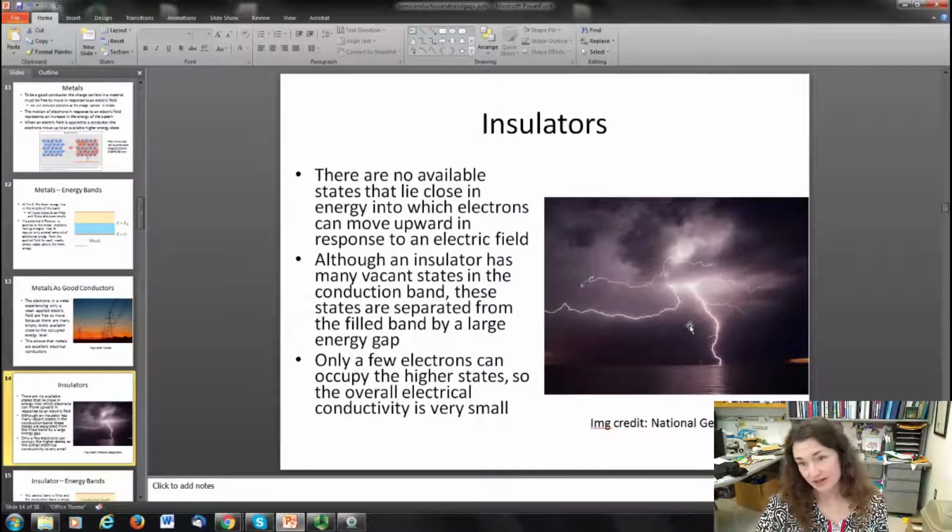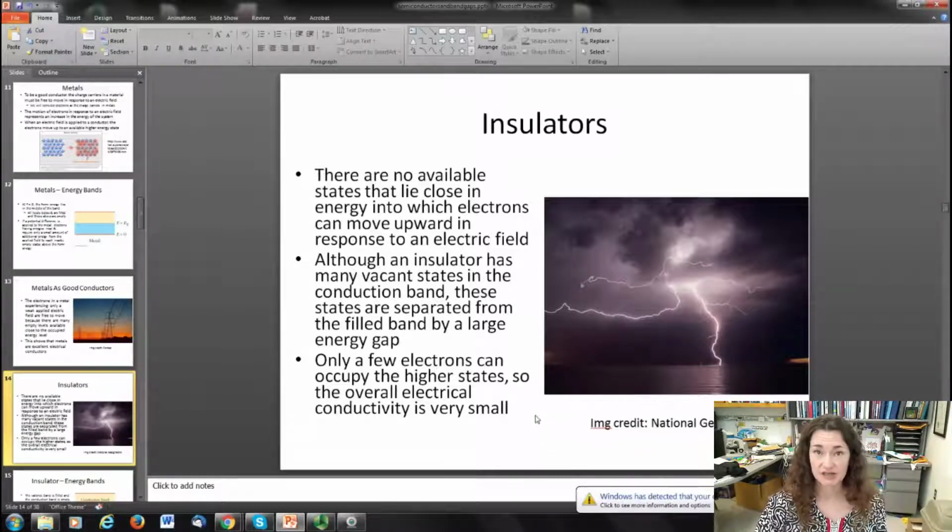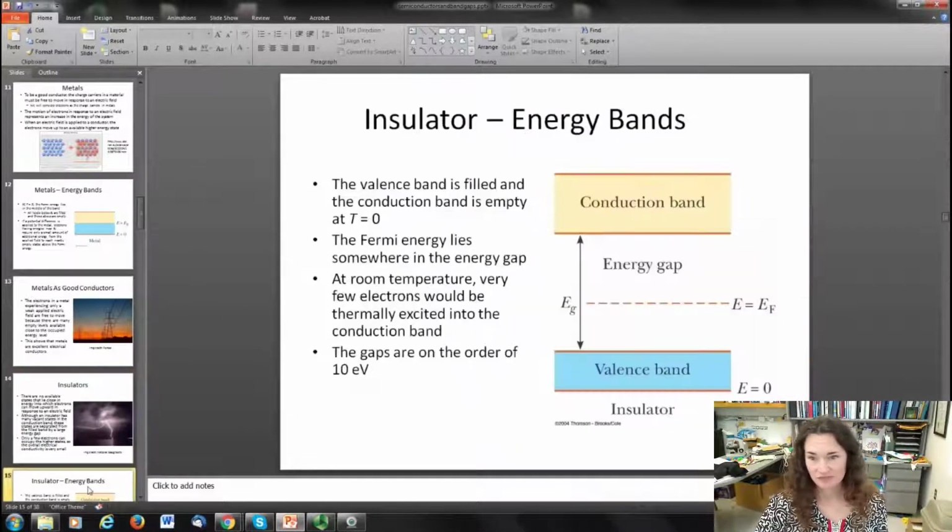However, as in the case of lightning, if you do have a high enough field applied, you can get those electrons to jump up to the next available state and conduct. It just takes a lot of energy, as you can see here from this National Geographic image.